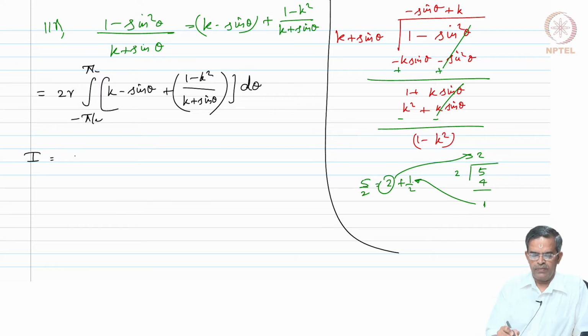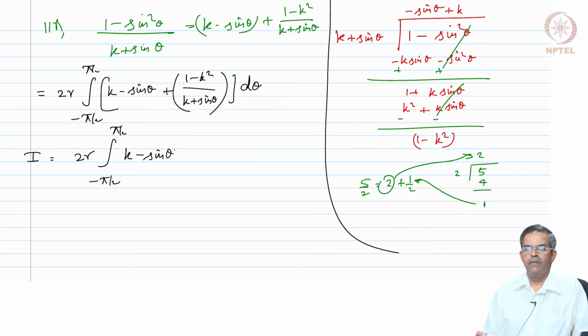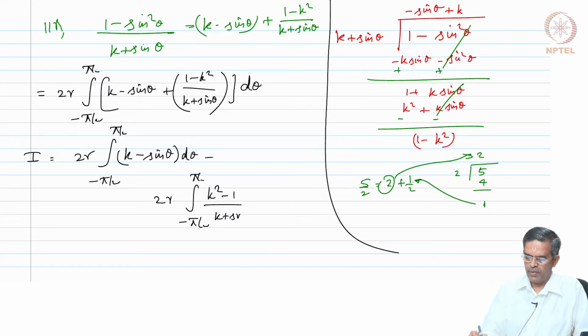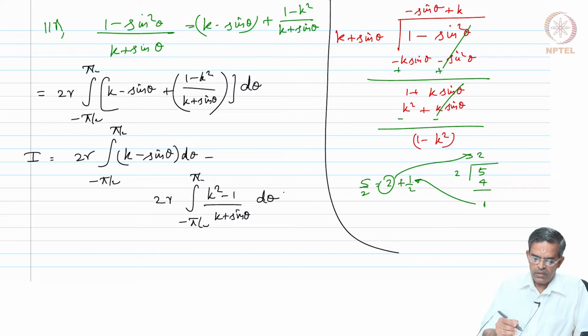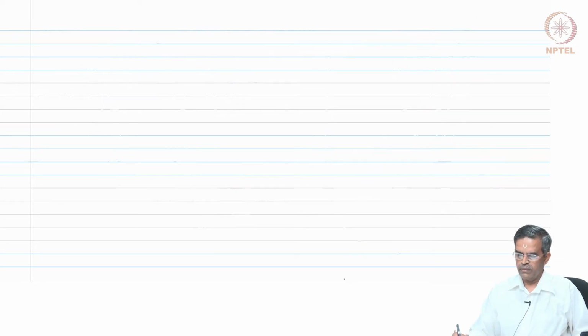So, now the integral is going to be 2r of minus pi by 2 to plus pi by 2 of k minus sin theta d theta, minus 2r of minus pi by 2 to plus pi by 2 of k square minus 1 by k plus sin theta d theta. So, we call this integral I1 and this integral I2. Okay. Let us do that and find out these values.